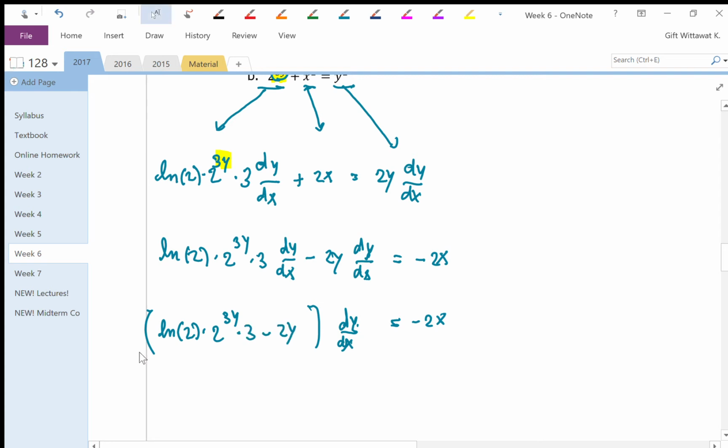And now I move this whole chunk to the other side. I'm going to get my final answer, dy by dx. That's going to be negative 2x all over that whole thing: log of 2 times 2 to the 3y times 3, minus 2y. And that would be my final answer.